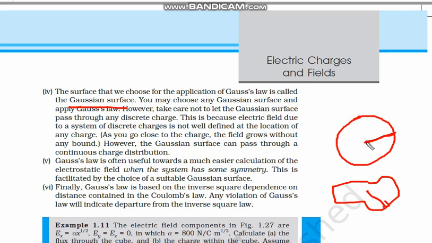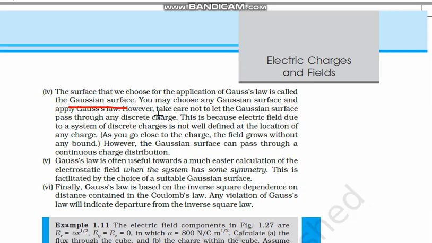Hence we chose a sphere surface, but Gauss law is valid whether that is a sphere, a cube, or any other kind of surface. So Gauss law is always valid. However, take care not to let the Gaussian surface pass through a discrete charge. So we can take any Gaussian surface. Let us say this is the Gaussian surface and this is a charge enclosed. Now what they are trying to say is, do not let the Gaussian surface pass through any discrete point charge.